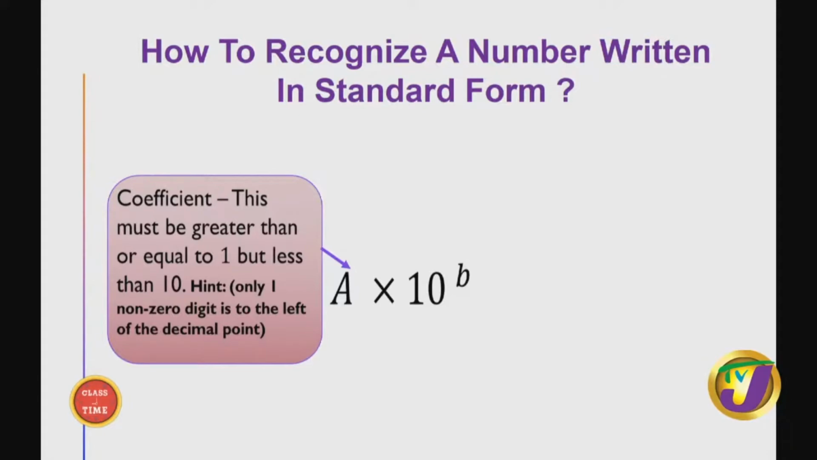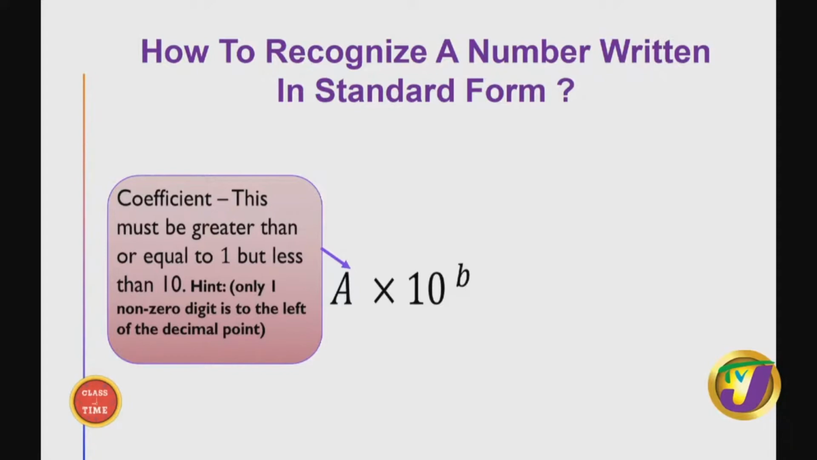This number must be greater than or equal to 1, but less than 10. Let's go again. This particular number will be greater than or equal to 1, but less than 10. What are the digits that would fall between? You're saying it must be equal to 1, right? So I know the first digit is 1.